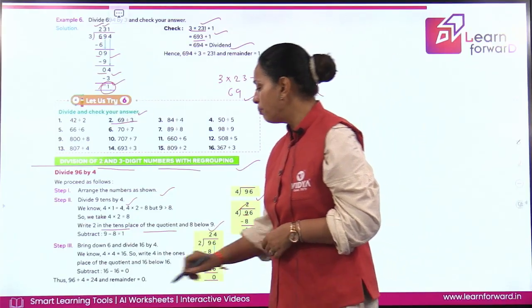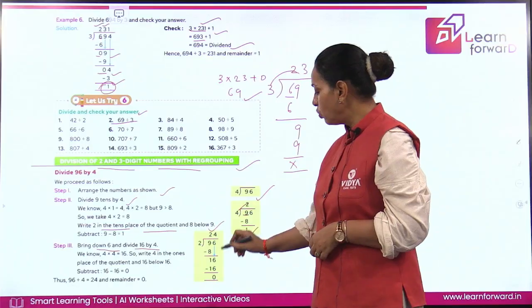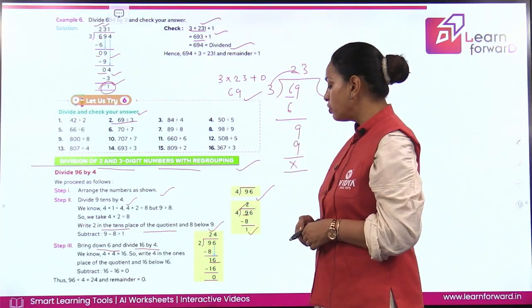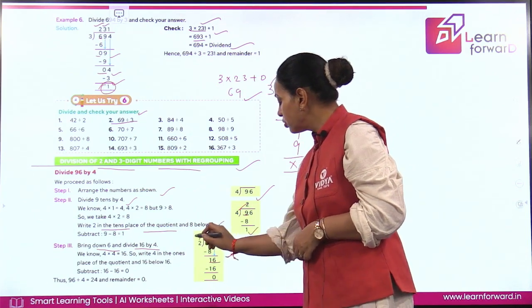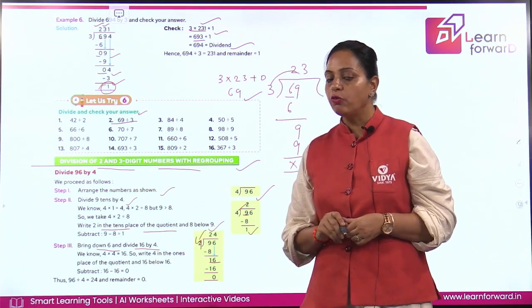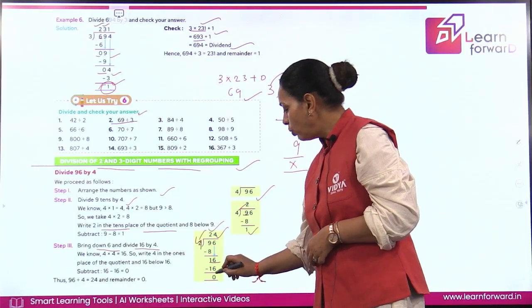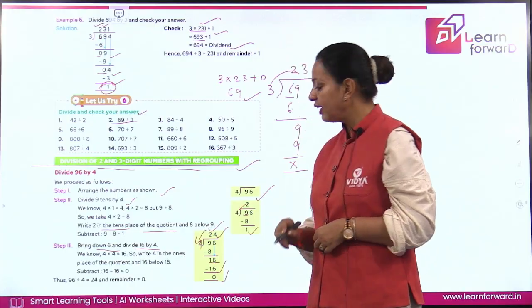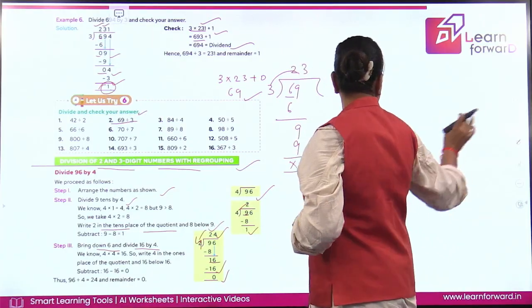Now next step, bring down 6 and divide 16 by 4. Bring down 6, it becomes our 16. So now divided by 4. You know 4 4s are 16. So here you will write 16. Okay. Then subtract. Remainder is 0. Okay. I hope this is clear to you.